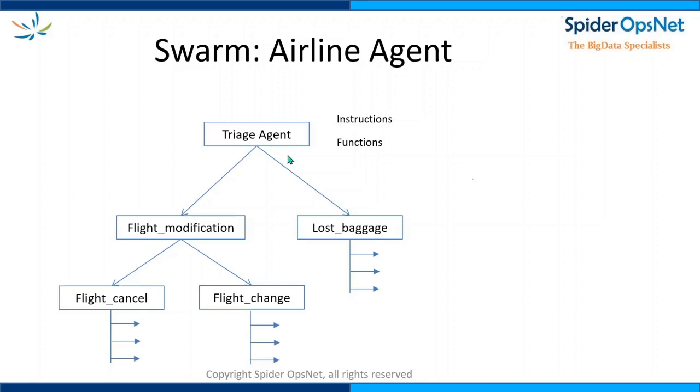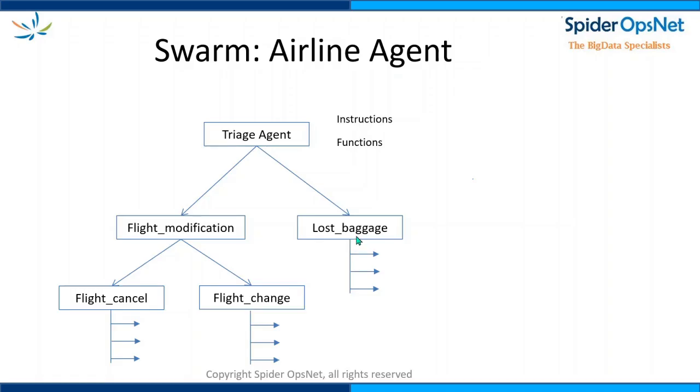There is a triage agent which triages between various other agents. It has the instructions and functions. So based on the customer request, it may hand off to flight modification or lost baggage. The flight modification has its own instructions and functions, and based on the request, it may hand off to flight cancel or flight change. Each of these have multiple functions under them, which they will execute based on the request.